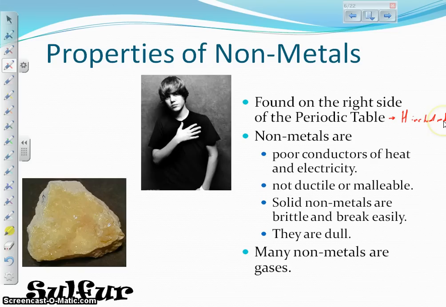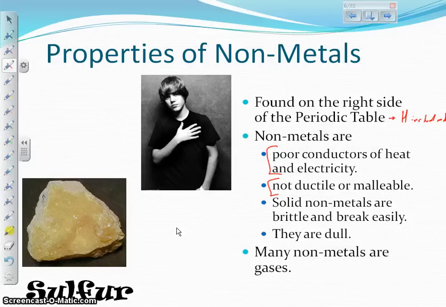Nonmetals basically have the opposite properties of metals. They are very poor conductors of heat and electricity. They are not ductile and malleable, which means it's very hard to shape them. If they happen to be solid, they are very brittle and break easily, kind of like a chocolate bar would snap. Or a graham cracker, better example.